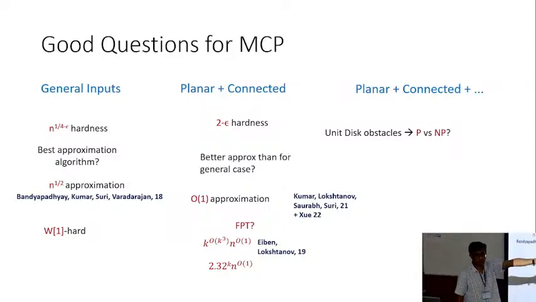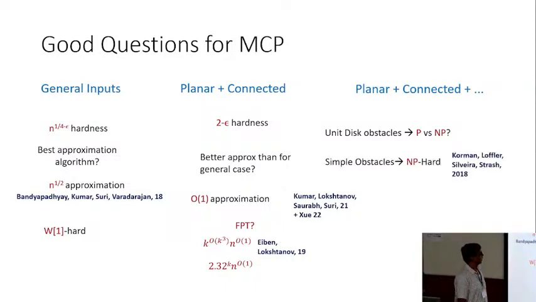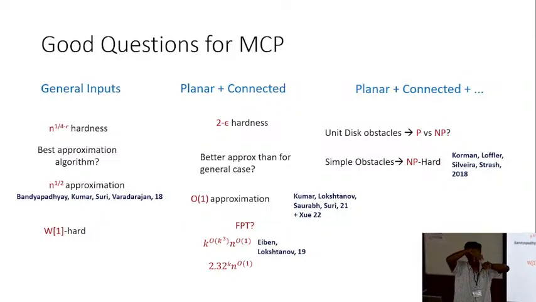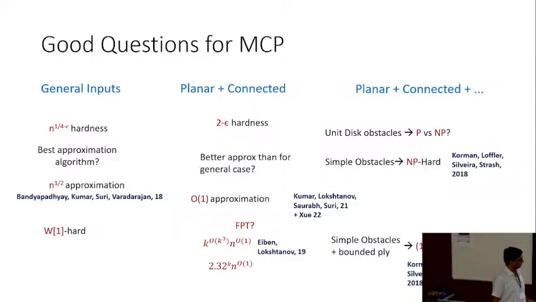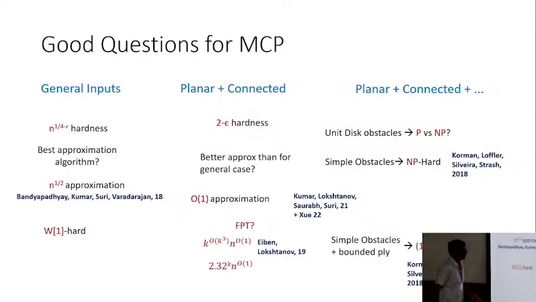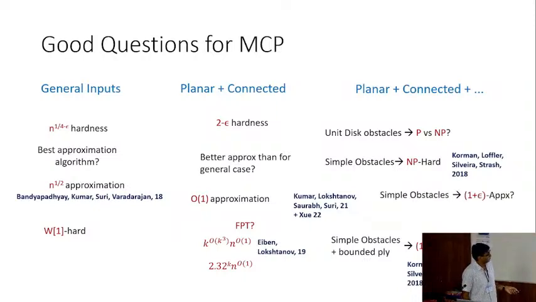Unit disk obstacles, we still don't know whether it is P versus NP. By simple obstacles, they mean axis aligned rectangles with aspect ratio, say, 1 plus epsilon, so the length and the breadth differ only slightly, and then the problem is NP hard. So if someone has to use the fact that it is polynomial time on a unit disk, then you have to use some specific property of unit disk. Otherwise, it may not happen. And for some simple obstacles of bounded ply, they gave 1 plus epsilon approximation, Corman, Lofer, Sivis, Strauss in 2018. So do simple obstacles have 1 plus epsilon approximation?